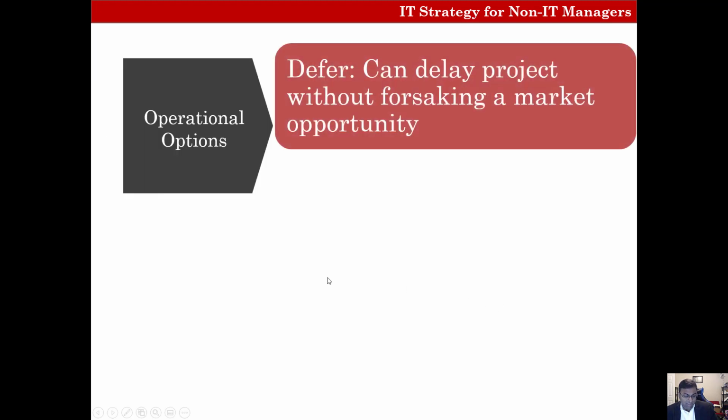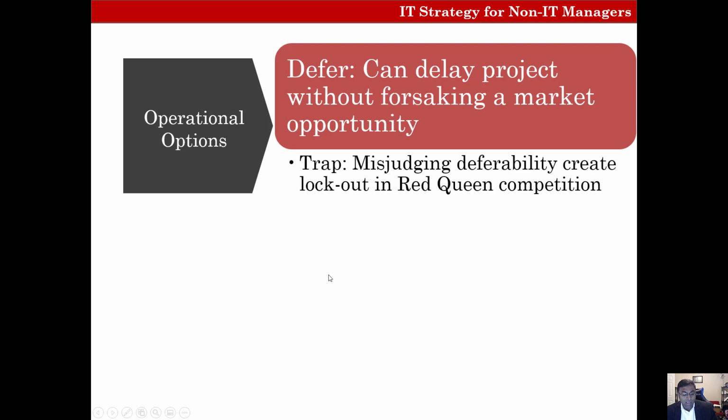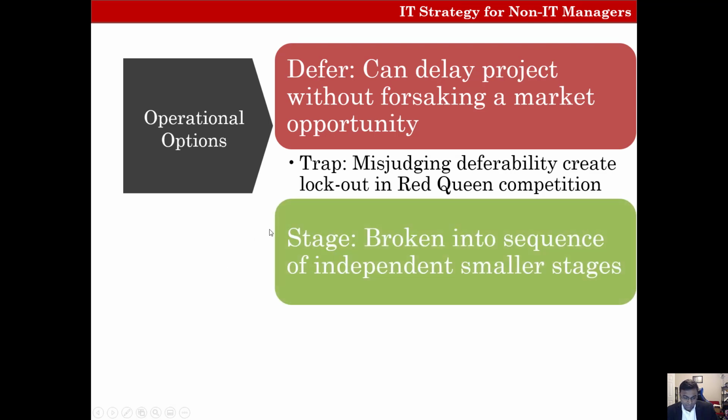So here is an example. Let's go through each one. Deferring, and how it creates value, is it reduces the risk of being a first mover when the market competitiveness is uncertain. The problem with this is misjudging this can lock you out of the competitive race. If too many people are already in and you're too late, you've already lost the value for it and you are way behind. So you've got to be careful about how long you want to delay a project.